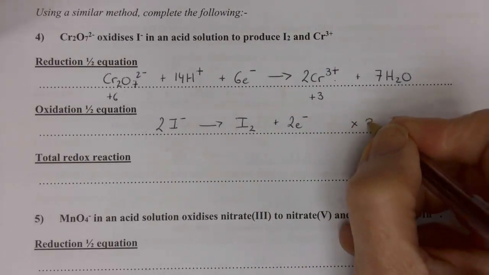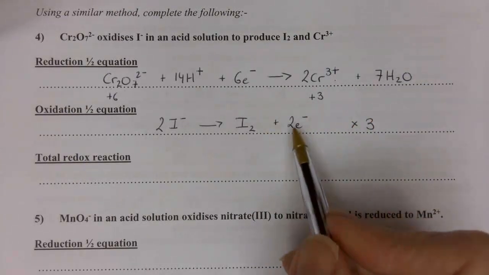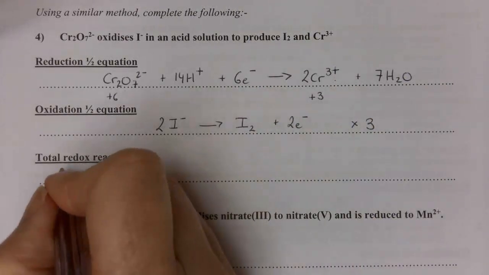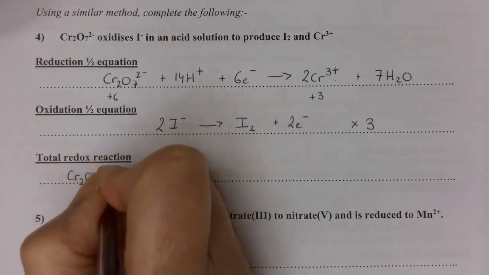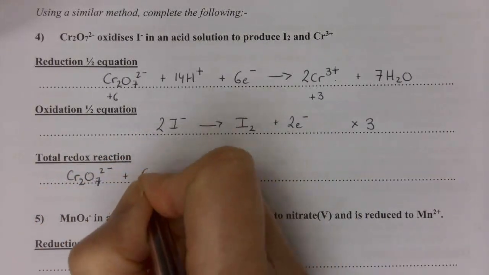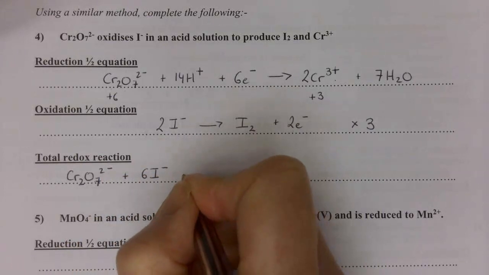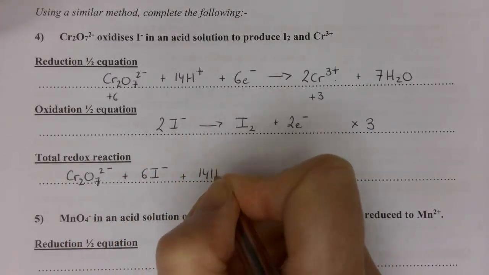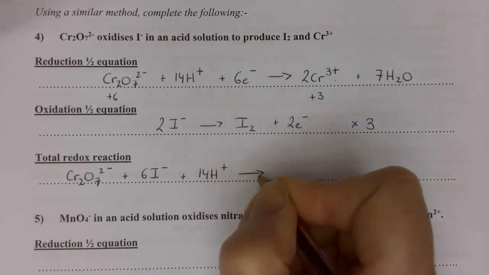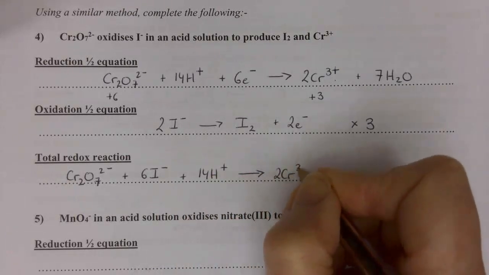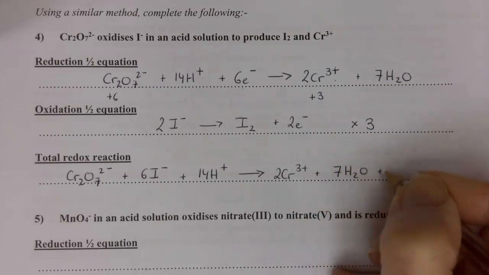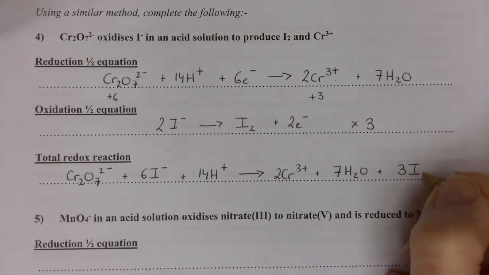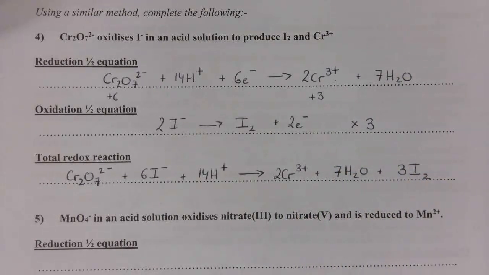Again, I need to balance it up and cancel the electrons, so I need to times this bottom reaction by 3, 3 2's being 6, so I have my dichromate, Cr2O7 2 minus plus 6I minus plus 14H positive going to 2Cr3 plus 7H2O plus 3 iodines. And again, just double check it by charge balancing.